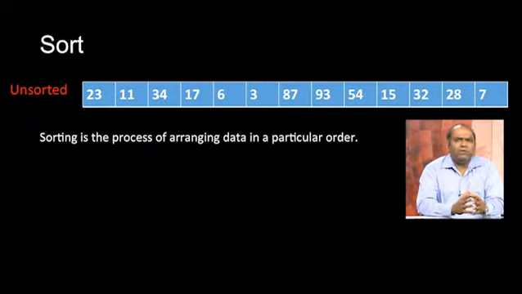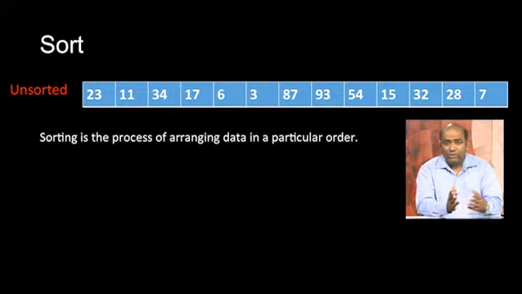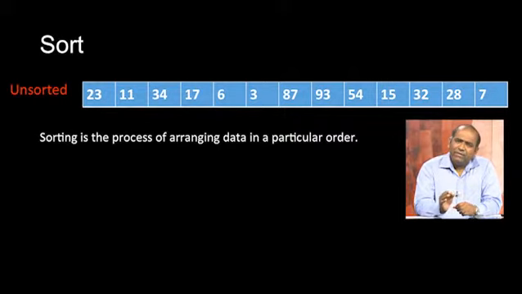Let us just think a bit deeper as to how our brains worked out this problem. 23, 11, okay, 11 is smallest till now. 34, 17, 6. Okay, so now 11 is not the smallest, 6 is the smallest. 3, okay, so now 3 is the smallest. 87, 93, 54, 15, 32, 28, 7. That means the smallest number is 3. So we write 3 down.